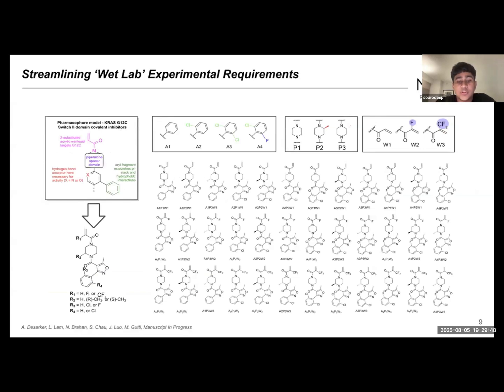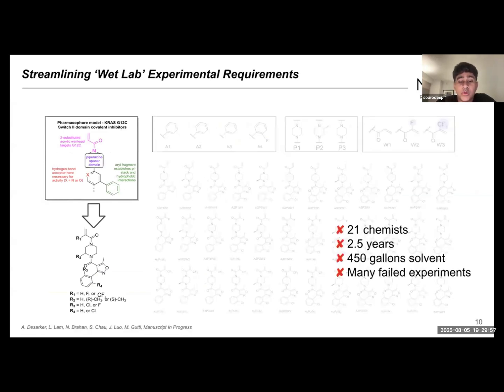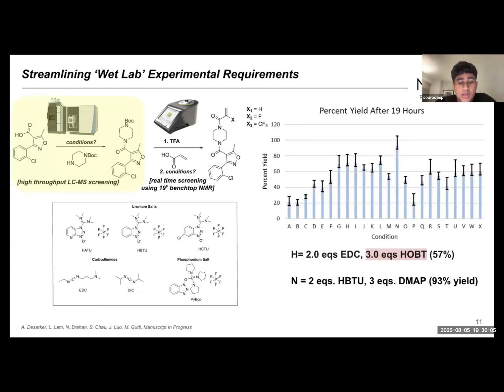Our lab has actually done similar science in the synthesis of compounds which required the optimization of amide coupling reactions. However, this took 21 chemists, 2.5 years, 450 gallons of solvent, and many failed experiments. In the optimization, after using 26 different conditions via LCMS screening, the optimal condition yielding the highest yield was determined to be condition N.